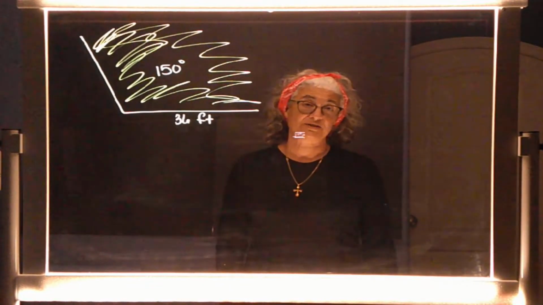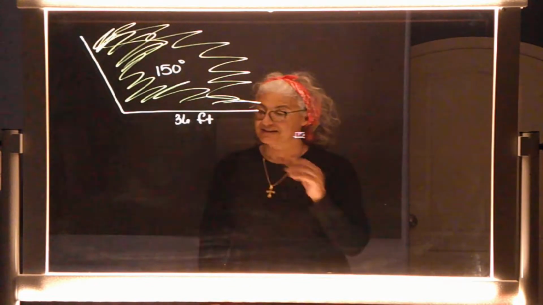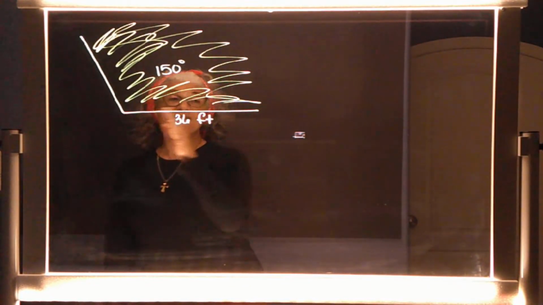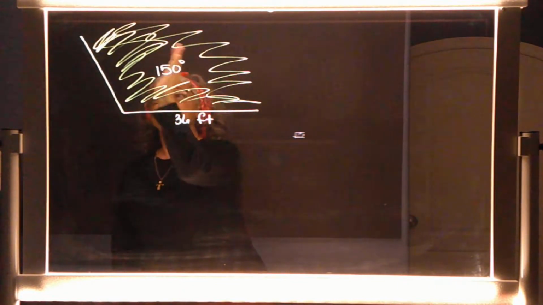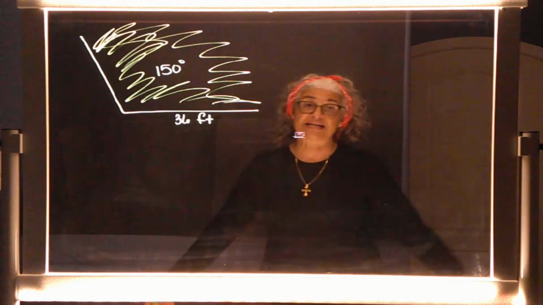Okay, so let's look at this next problem. They gave us a water sprinkler. They said that this water sprinkler sprays over a distance of 36 feet while rotating through an angle of 150 degrees. And they want to know how much of the lawn actually is getting watered.